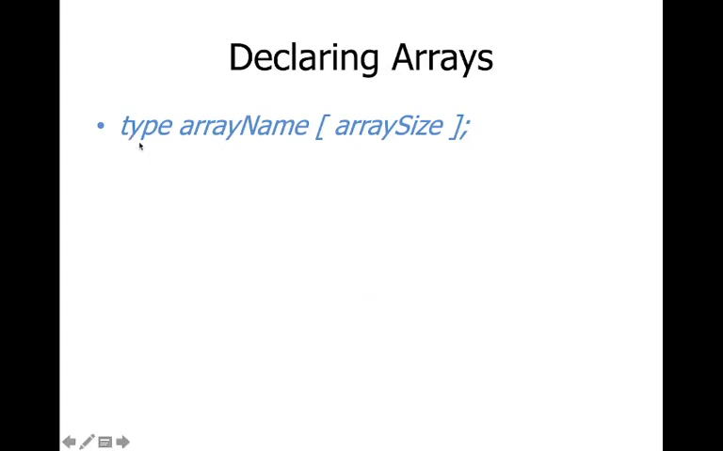So declaring this array is the same as a variable declaration. For a variable declaration, we use a data type and a variable name. Here, inside the square brackets, we have to specify the array size, some integer value. So this is a single dimensional array.